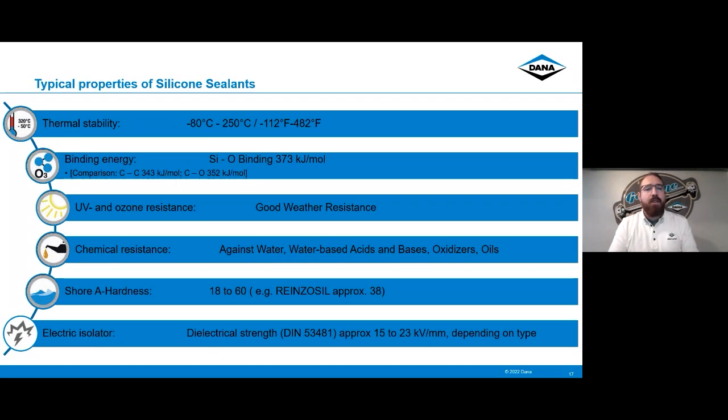The Shore A hardness, we talked about that test on the last slide, and making sure that you're using a product that's not too hard and not too soft. It really does have to be a good balance. Reinzosil comes in right around 35 to 38, depending on the environment and the application.